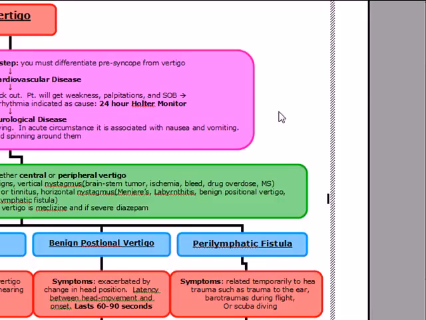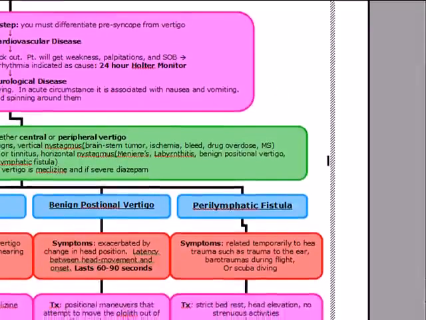Peripheral, we said the sudden onset, no neighboring signs. They have positive hearing loss or tinnitus and horizontal nystagmus. Okay, examples of this: Meniere's disease, labyrinthitis, benign positional vertigo. And we're going to go over the differences and how to tell all these apart right now, okay?